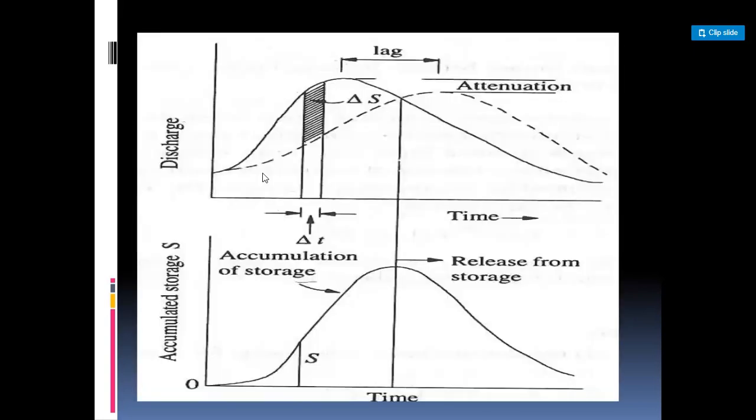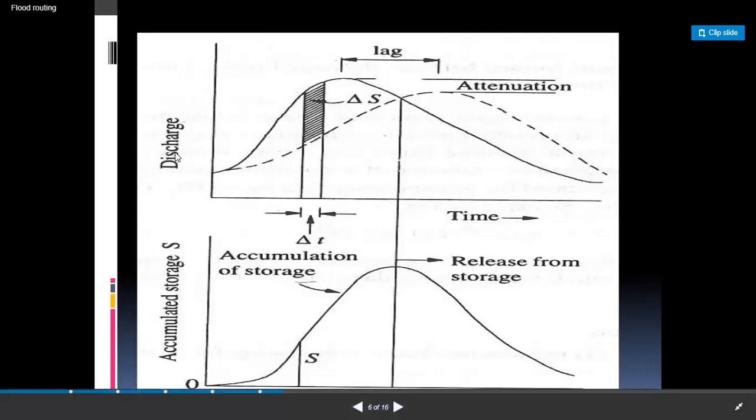Here, guys, this is the discharge. This is the discharge here. This is the attenuation. This is the lag. Here, the dotted line is the attenuation. This is the delta S. This is the discharge versus time. Here, accumulation of storage, and here, release from storage.